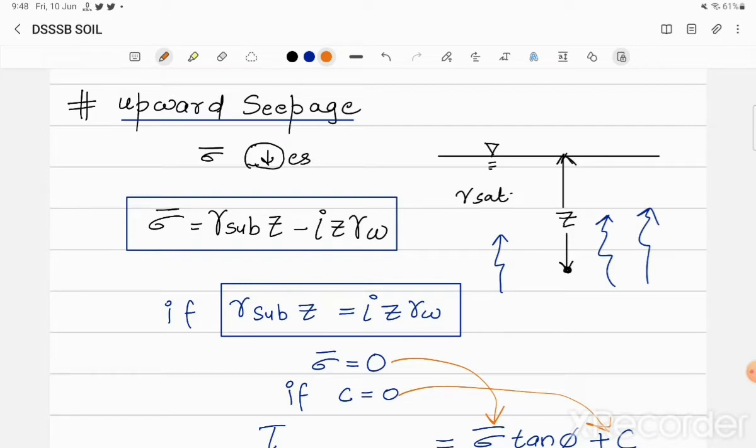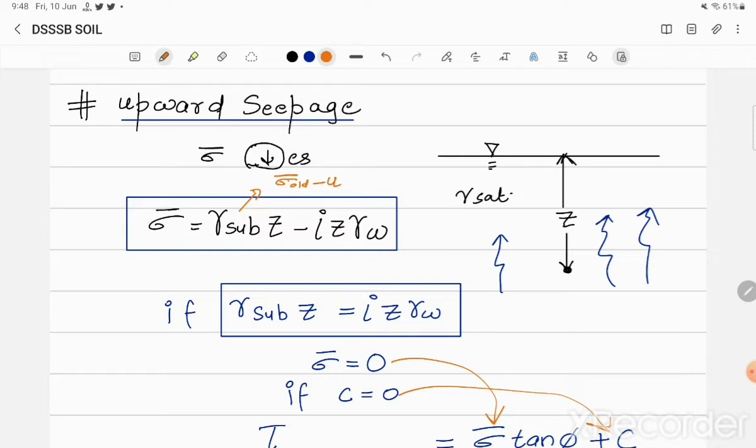We know effective stress with upward seepage can be written as gamma sub into Z minus seepage pressure. Now gamma sub is nothing but gamma saturated minus gamma W. This term is actually nothing but sigma dash old minus mu.